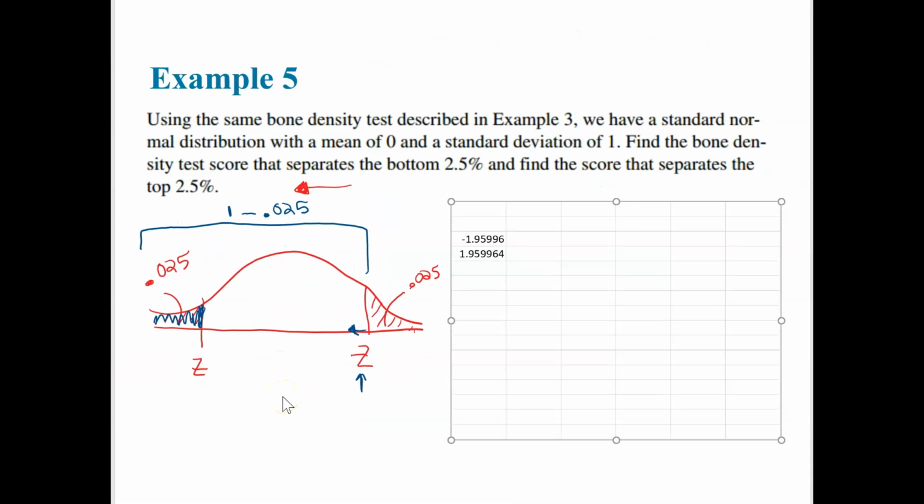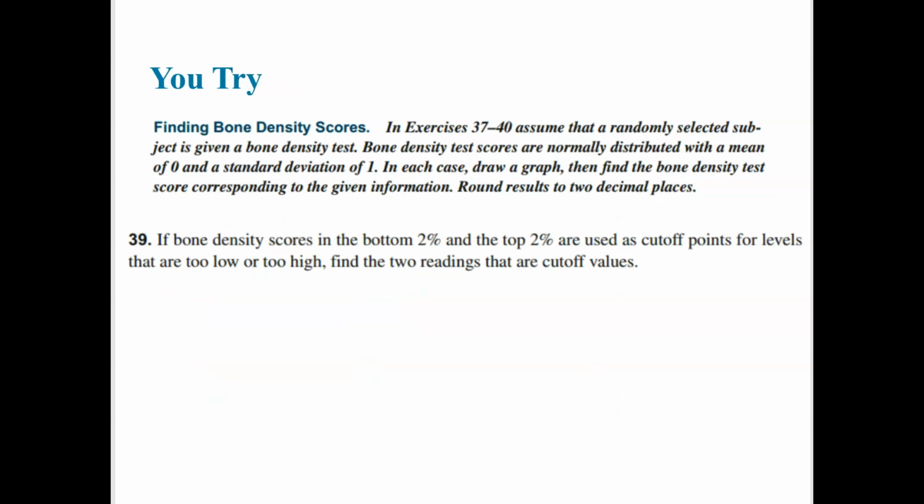So coming back in here, we know that this score is negative 1.96, and this one is positive 1.96. They're symmetrical, and we'll get more into that later. But each of these z-scores is negative 1.96 and 1.96. Go ahead and give this one a try.